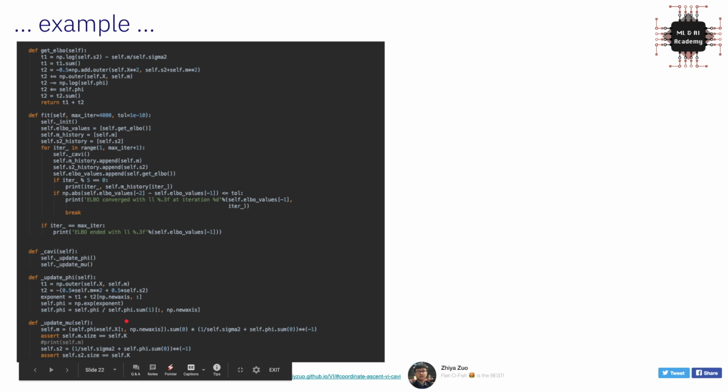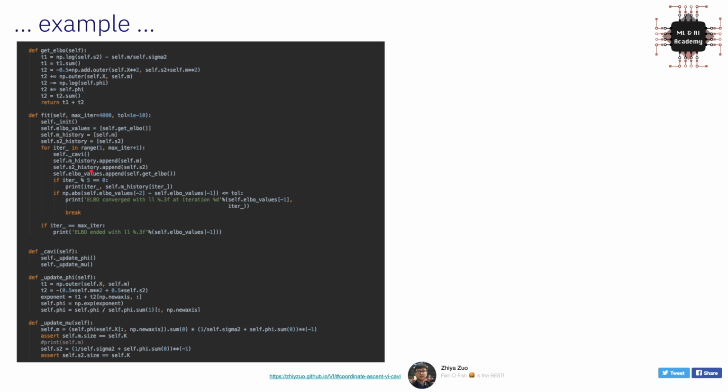So again, the update of the mean is from the equations we got above, so you can update the mean and the variance, and then with that you can fit the ELBO. What the fitting does is simply a loop, and the first thing it does is call CAVI, or coordinate ascent variational inference. This CAVI updates the mean and the phi's.